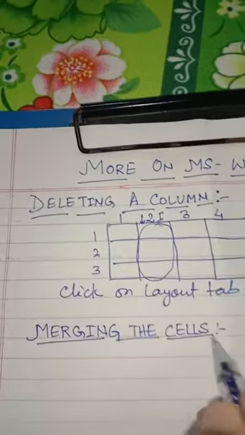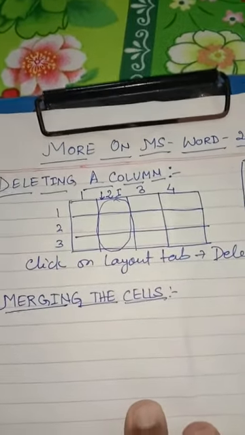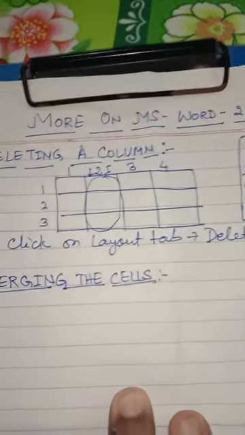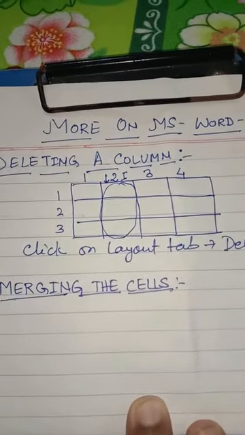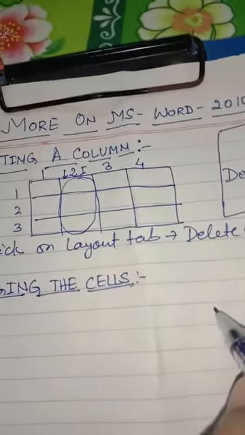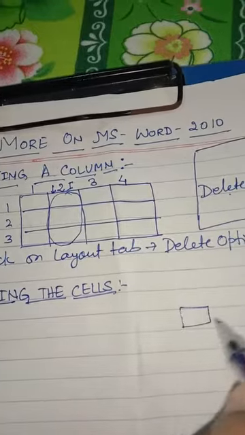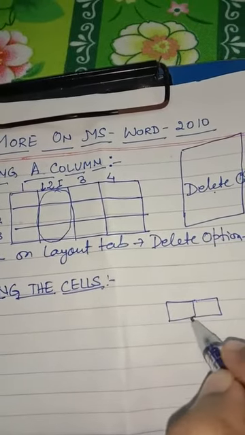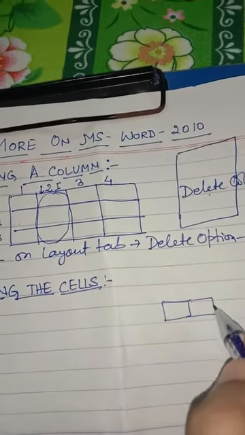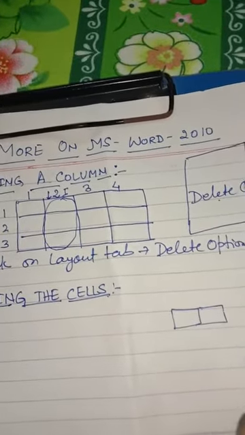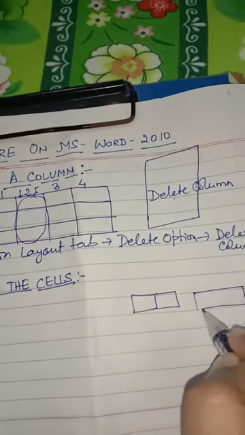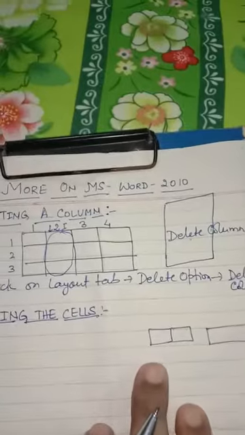Now what does merging the cells mean? Merging the cells means to combine two or more cells into a big cell. Like suppose we have these two cells, this is the first cell, this is the second cell. So merging the two cells means combining these two cells into a big cell like this one. So this is merging the cells.